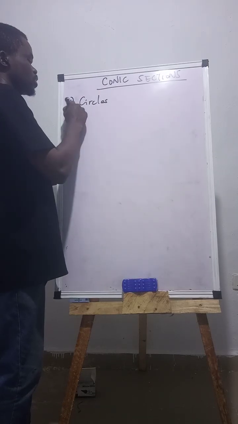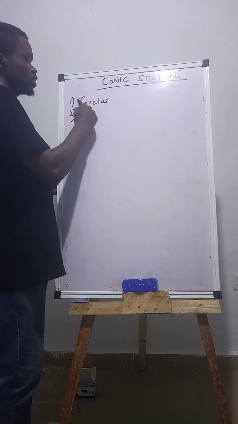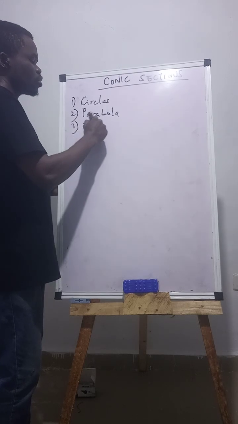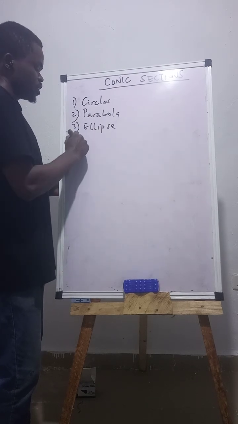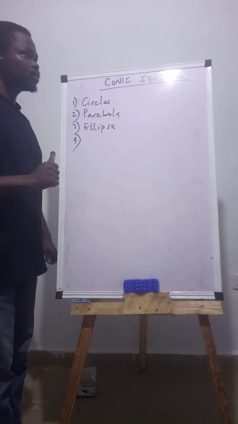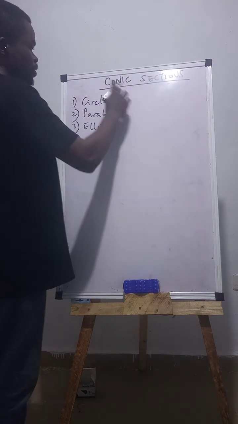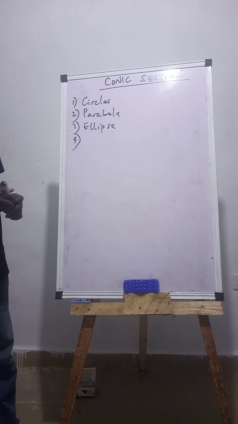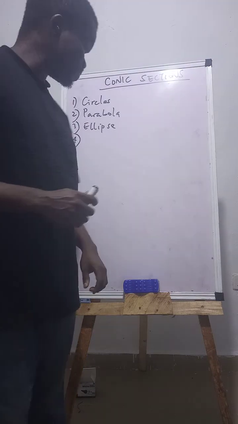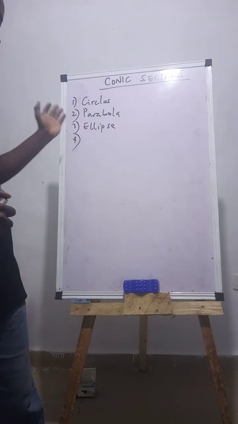So we are studying circles. It involves what we call the parabola. We have what we call the ellipse. Those are the three critical ones that we're looking at today. So we're looking at the circles, parabola, and ellipses.